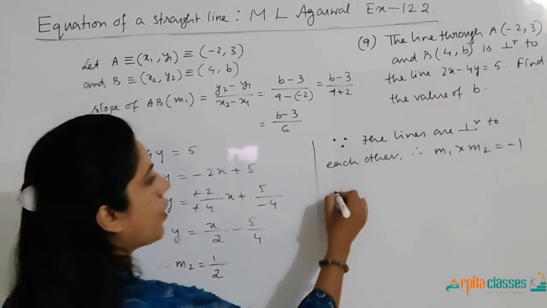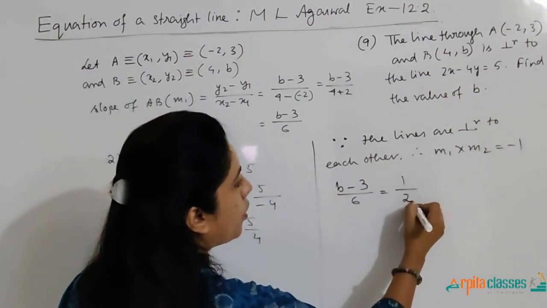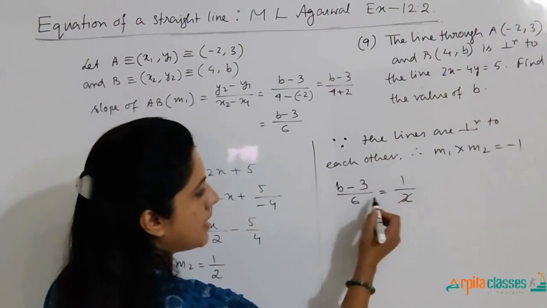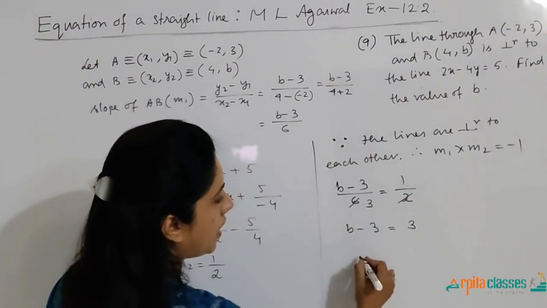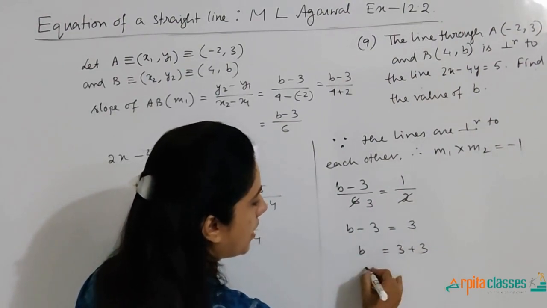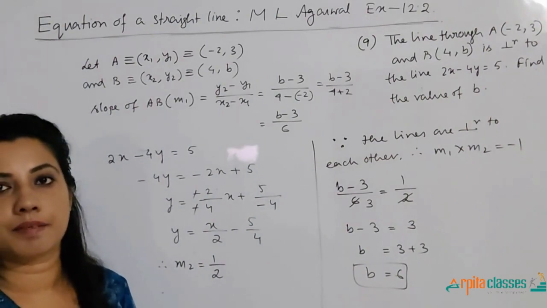So now m1 is your b minus 3 upon 6 and m2 is your 1 upon 2. Now you can cancel it, 2, 3. So it will be b minus 3 is equal to 3 ones are 3. So b is equal to 3 plus 3, that is 6. So the value of b we get as 6.